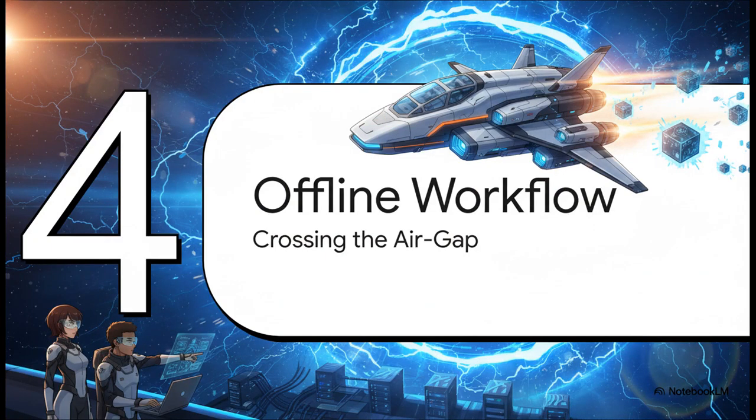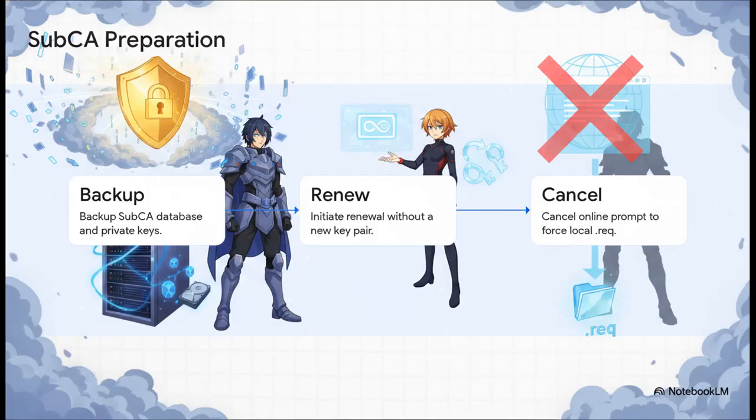Let's move to part 4, the offline renewal workflow. We're going to cross that air gap, step by step. Okay, step 1, on your Subordinate CA, verify your admin rights, and critically, execute a full backup of your database and private keys.